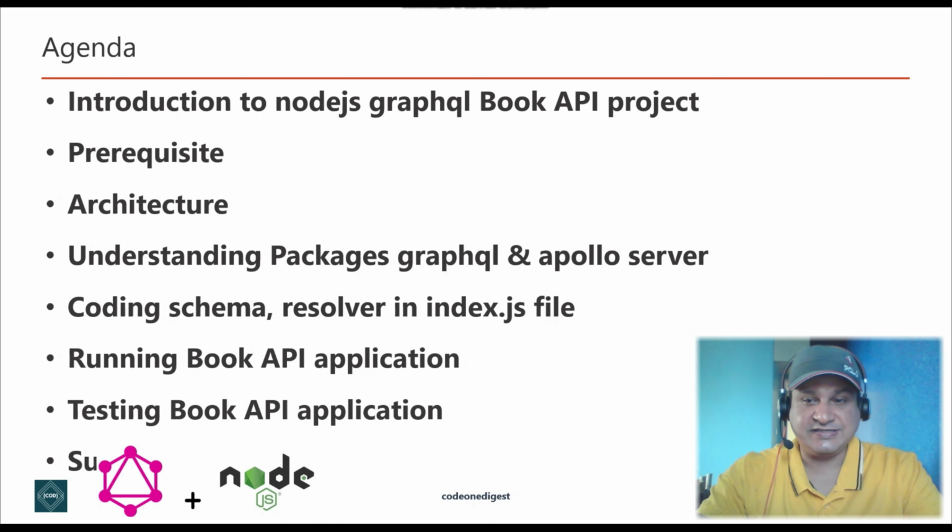Then we'll understand the packages that we are using in this tutorial, like GraphQL and Apollo server. What are these packages? What exactly do they provide? Then I'll show you the coding of the schema, resolver, and index.js file. So all of that we'll cover in this tutorial. Then finally, I'll be running this book API application with GraphQL server in Node.js, and we'll be testing our GraphQL queries to fetch the book information from the Node server. And at the end, I'll be summarizing this video. Right, friends? With me?